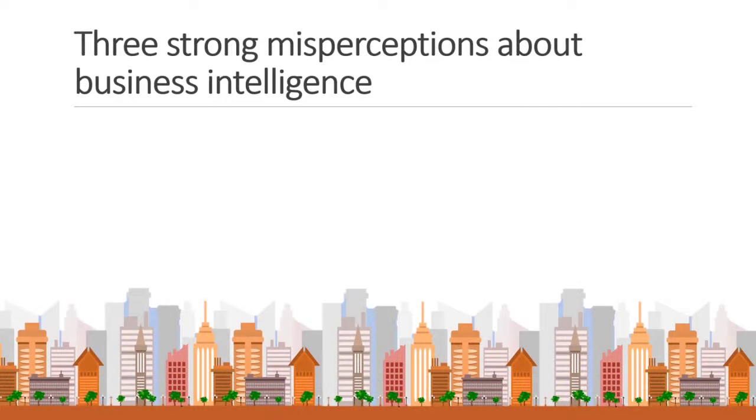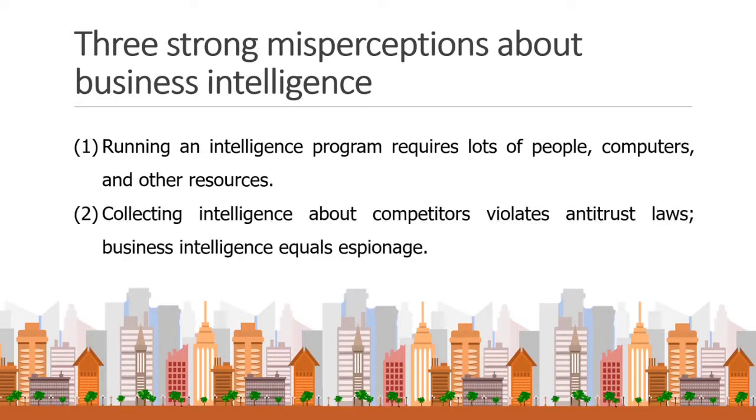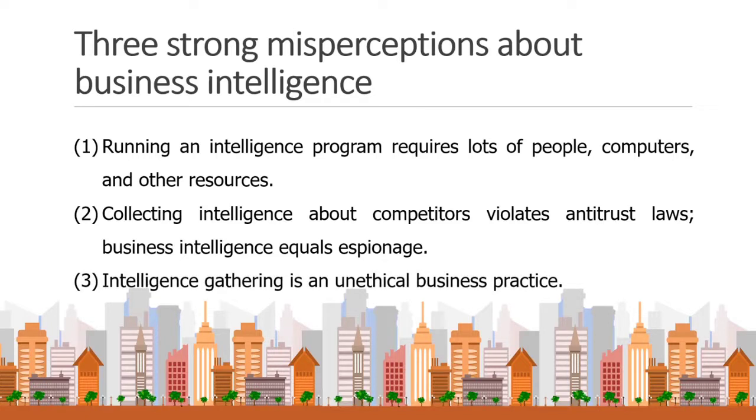And because of those situations, as a consequence, we have these 3 strong misconceptions about business intelligence. First, running an intelligence program requires lots of people, computers, and other resources. Second, collecting intelligence about competitors violates antitrust laws. Third, business intelligence equals espionage. And lastly, intelligence gathering is an unethical business practice. Remember, these are misconceptions, strong misconceptions about business intelligence.